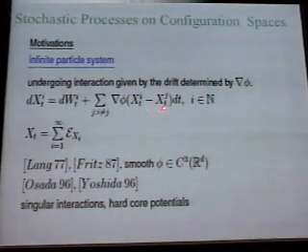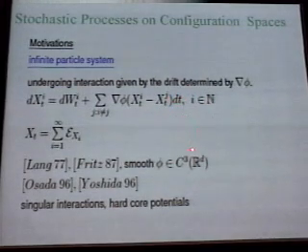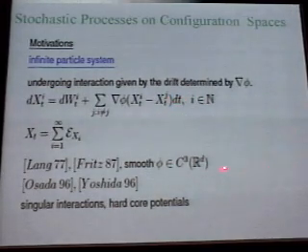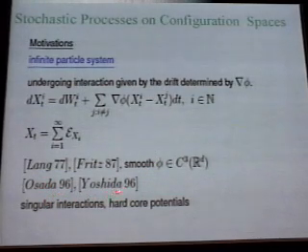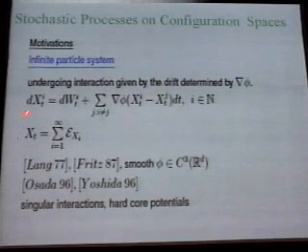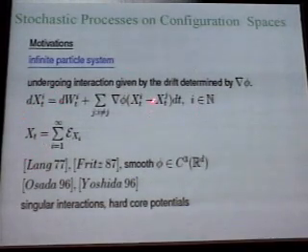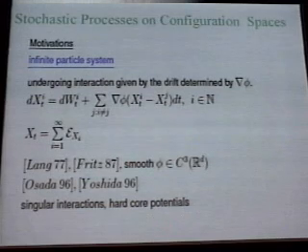Then, since quasi-regular Dirichlet forms appeared, Osada and Yoshida found that you can use quasi-regular Dirichlet forms to produce such solutions, with potentials that are singular interactions and hardcore potentials.